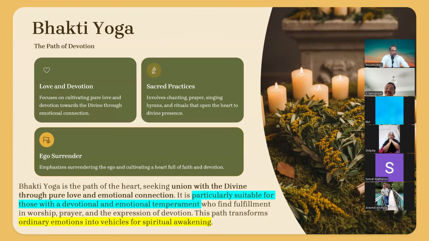That's why bhakti yoga is very suited for females. Jnana Yoga is more suited for males. There are many exceptions, okay? I'm just telling in general. Most of the females can get bhakti because they are so emotional.